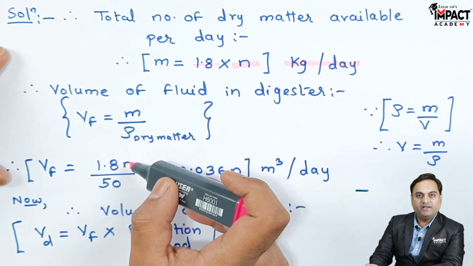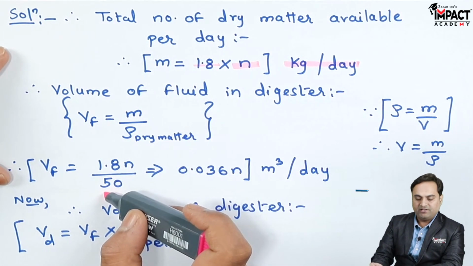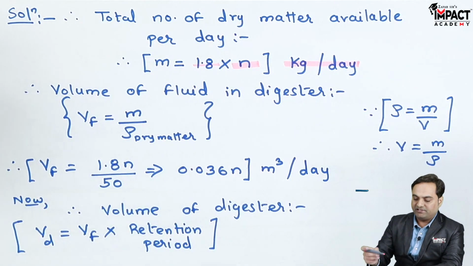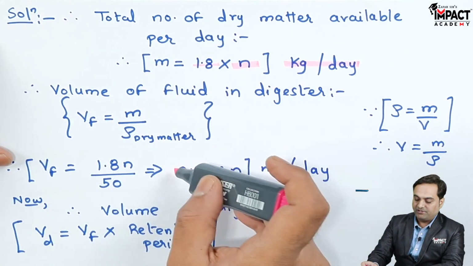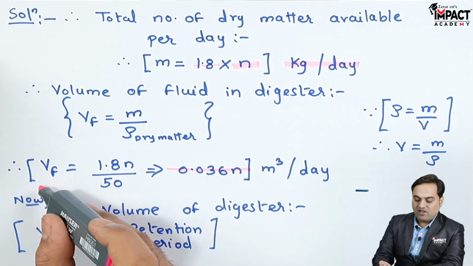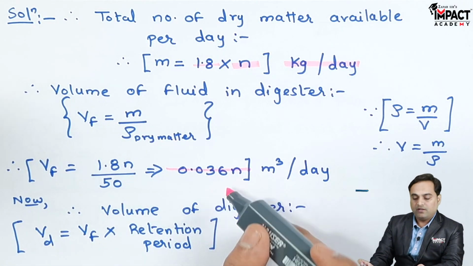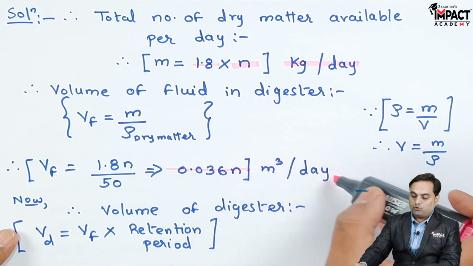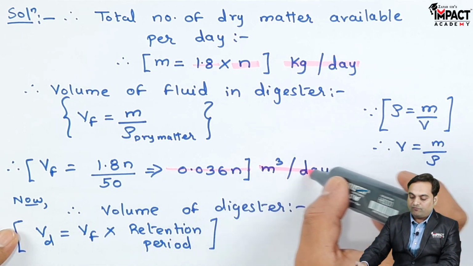Mass is 1.8 into n, density is 50. So after solving this, the volume of fluid which we are feeding in the digester in the form of the dry matter is 0.036 into n, meaning Vf also we are getting in terms of n, because the number of animals is not known to us, and the unit is meter cube per day. So that is the volume of fluid.